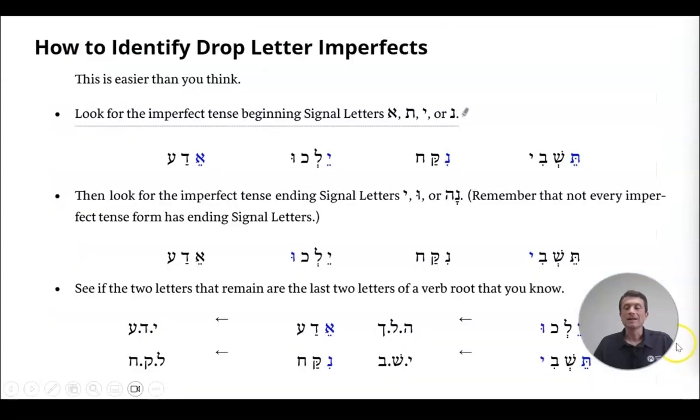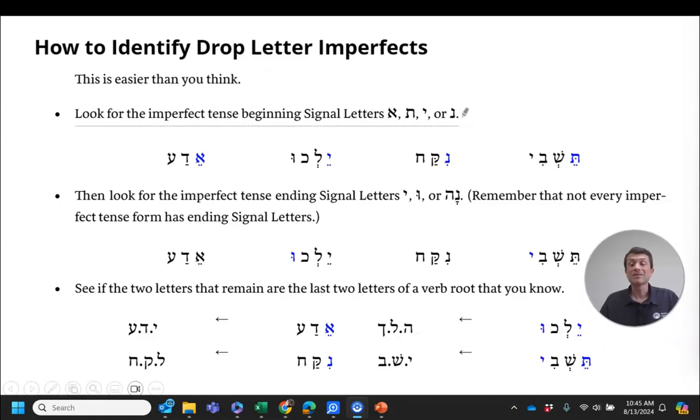Okay, now you may be a little overwhelmed here, and let me just say, it does take practice and patience to be able to recognize drop letter imperfects well. So how do you do it? Well, when you run across a verb, the first thing you want to look at is the signal letters. That's going to tell you it's an imperfect. And you also know a signal letter is not a part of the root of the word, so you can kind of peel that off. So here we have several examples. You have teshavi. Oh, I know that the tav is a signal letter of the imperfect.